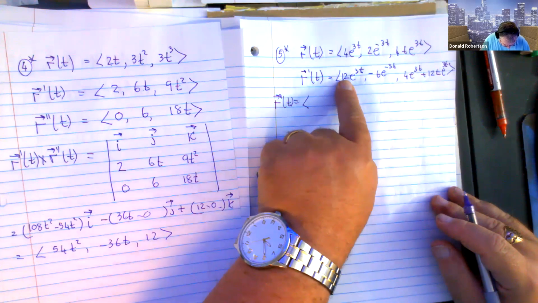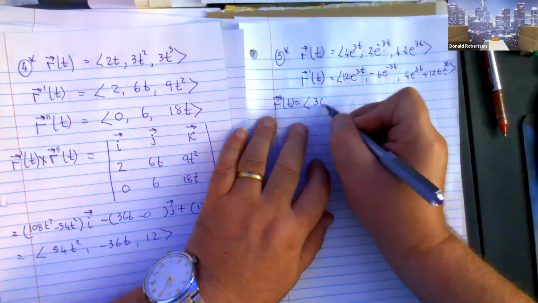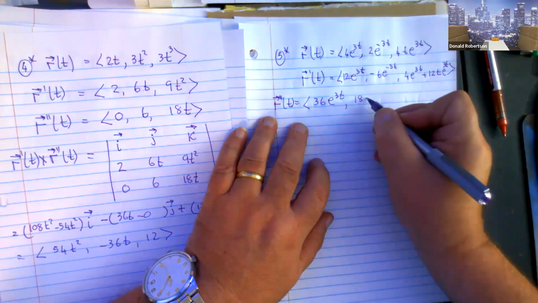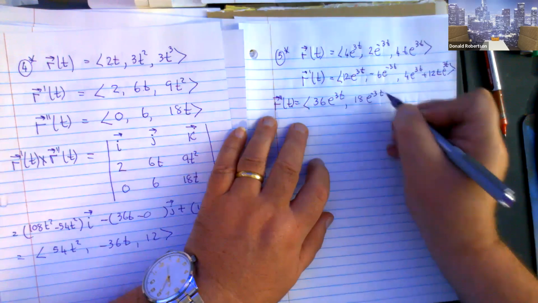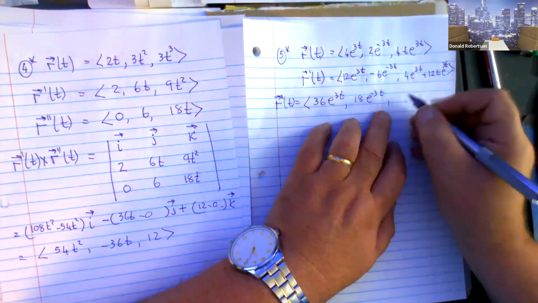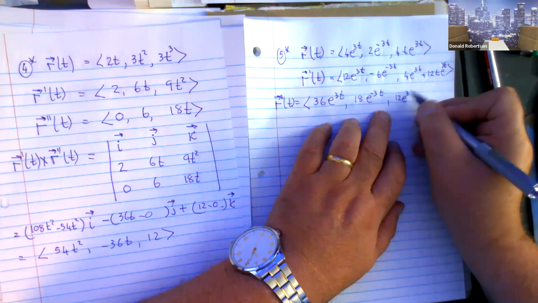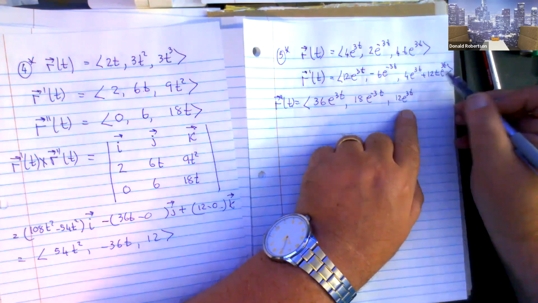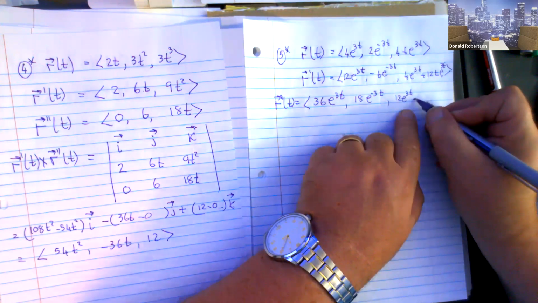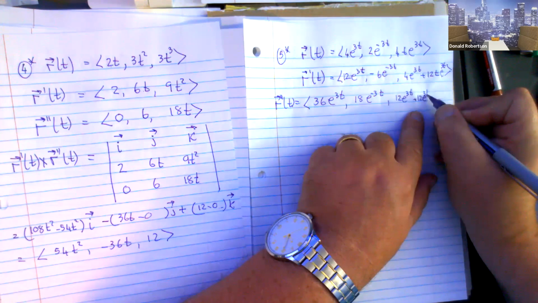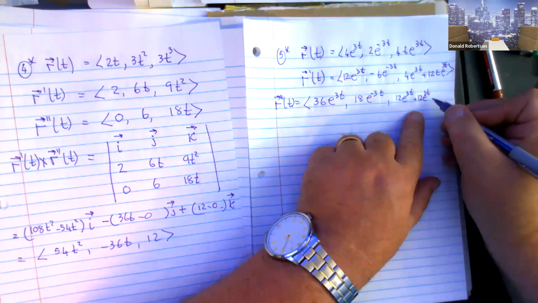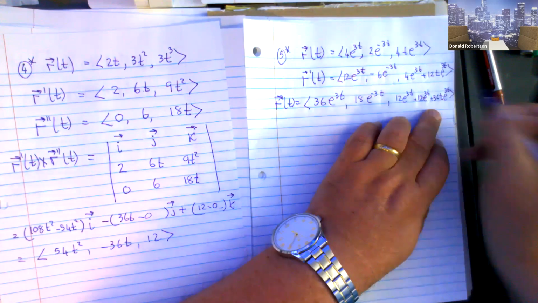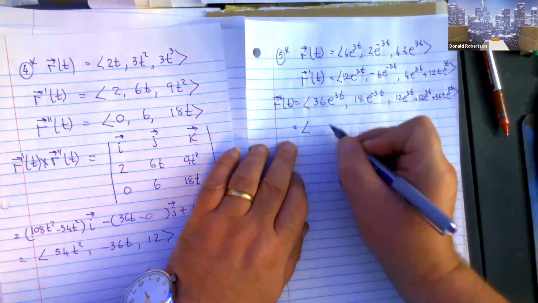You just differentiate these again. This guy, chain rule, you get 36 of them. This guy is a chain rule, you get 18 of them. This guy gets you 12e to the 3t. And this guy, if you use the product rule on it, you're going to get 12e to the 3t plus 36t e to the 3t. And then just tidy it up a little bit.